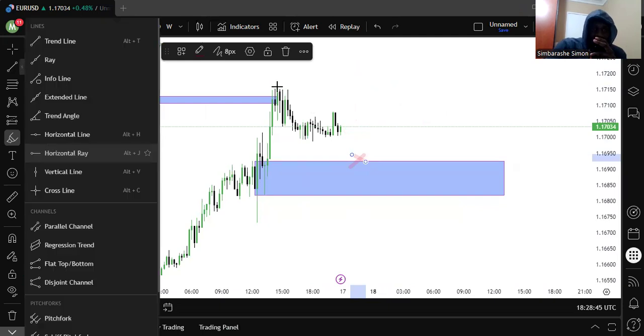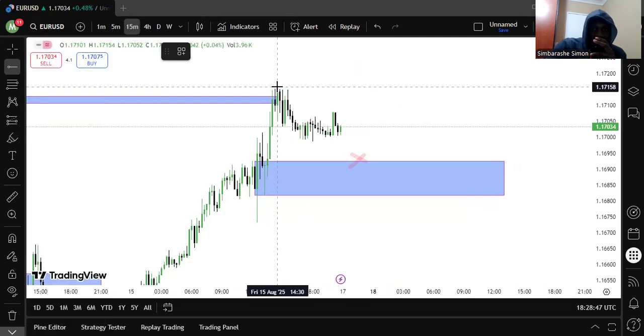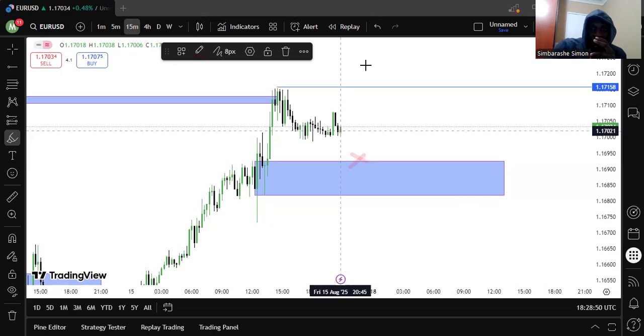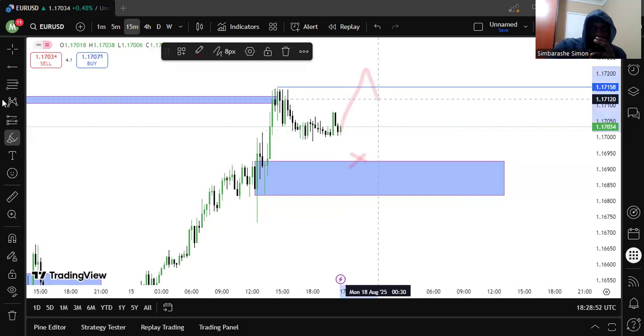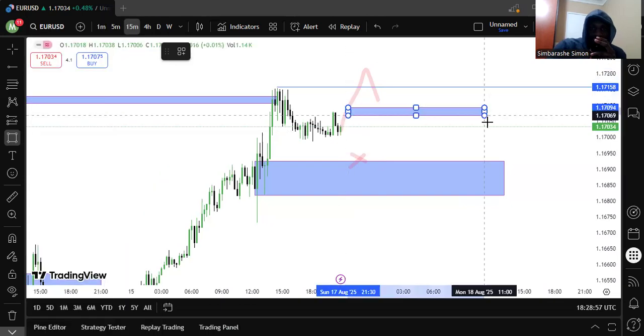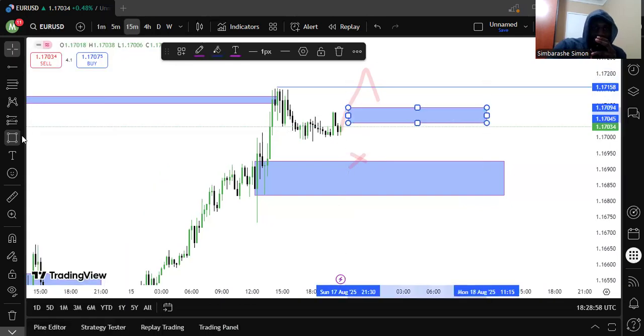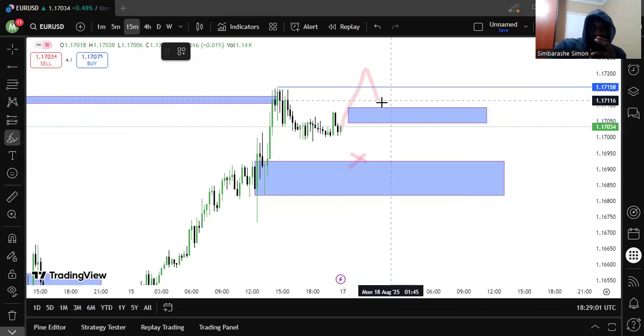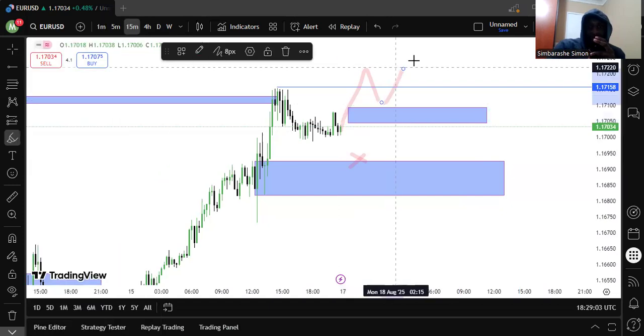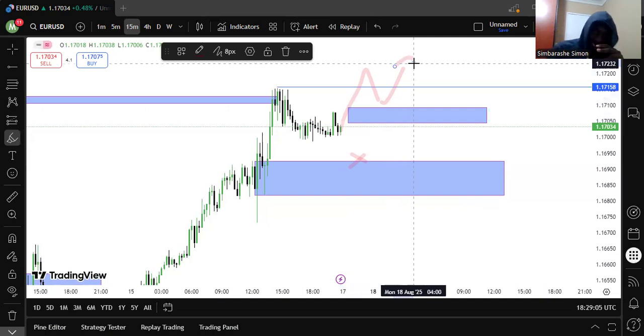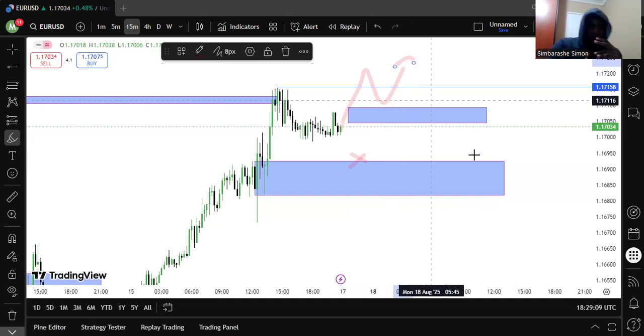If it doesn't come to this zone here, market will form something like this. So I'll take my horizontal line here. Market will break. If it breaks here, guys, we wait for market to pull back again here. So I'm taking my rectangle tool and marking something like this. Then it will come all the way down here, then it gives me a reaction. Then boom, we are buying. That means we are bullish. Bullish, we target the weekly high. Then we are done, guys. Simple. Don't have to complicate things there.